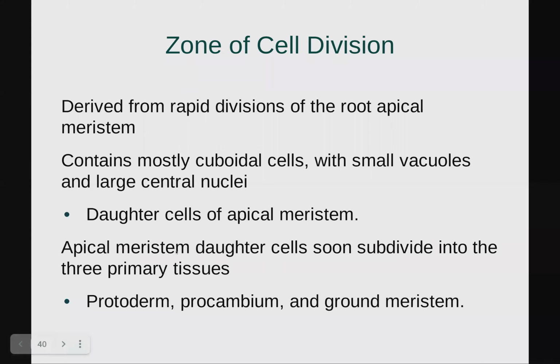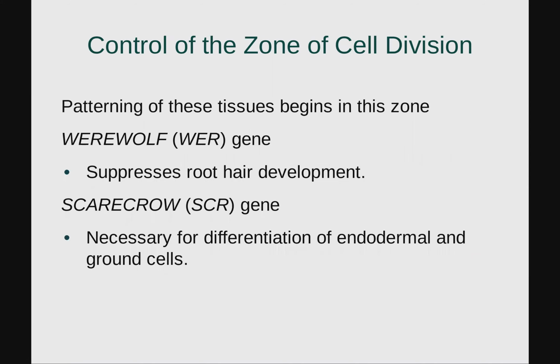Now, the apical meristem daughter cells will also subdivide into three primary tissues: the protoderm, the procambrium, as well as the ground meristem. There's actually really interesting genetic control over this area. The first is the werewolf gene, and then the scarecrow gene. They do two distinct patternings. We're not going to cover these in much depth, but I figured I'd put them up there in case you're interested in the genetics of this overall area.